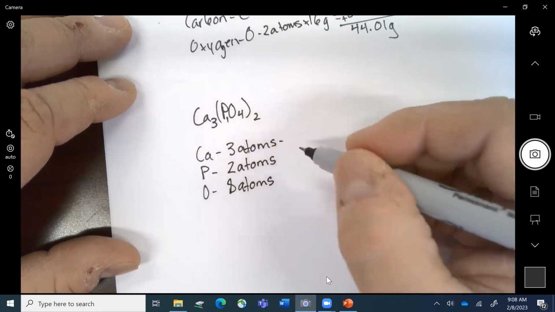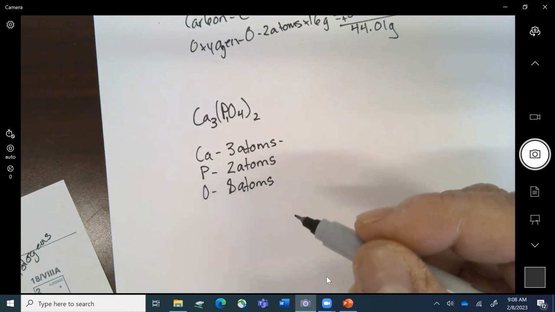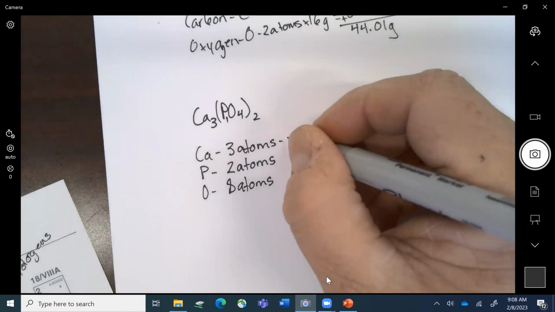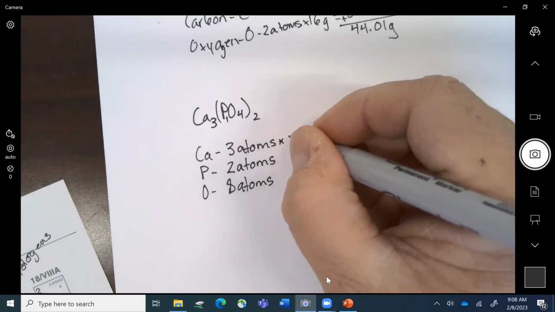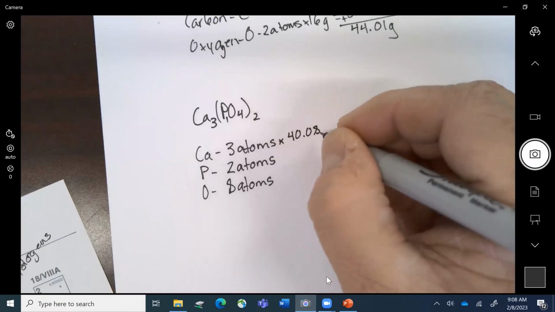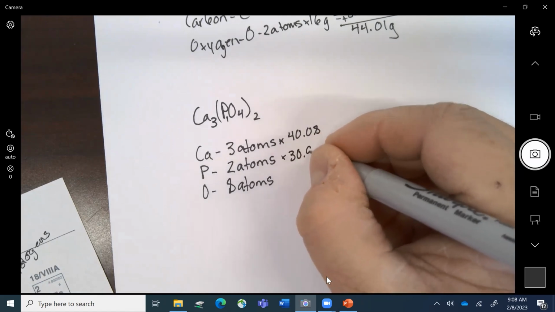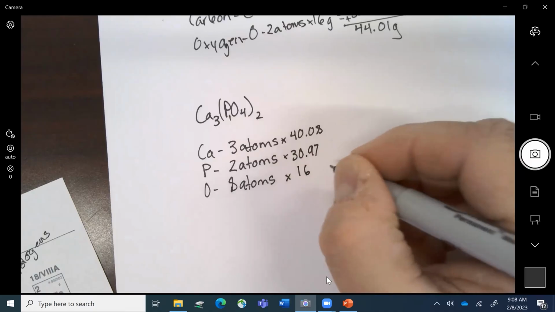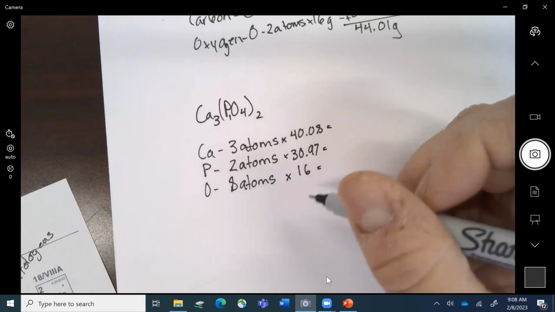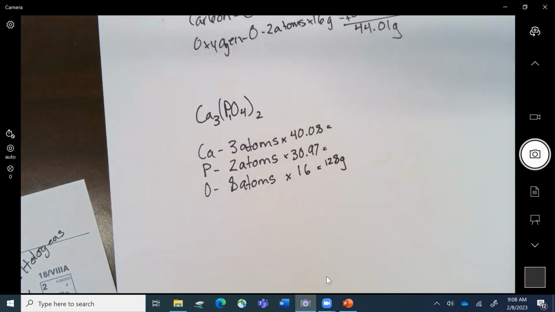Okay, so now I'm going to go to my periodic table. Ca is in group 2. Well, I guess if I go to 2 decimal places, we've got to multiply that. It weighs 40.08. Phosphorus is 30.97. And oxygen is 16. 32 for 120. I can do that one in my head. The rest of them I gotta get a calculator. I'm not that good.